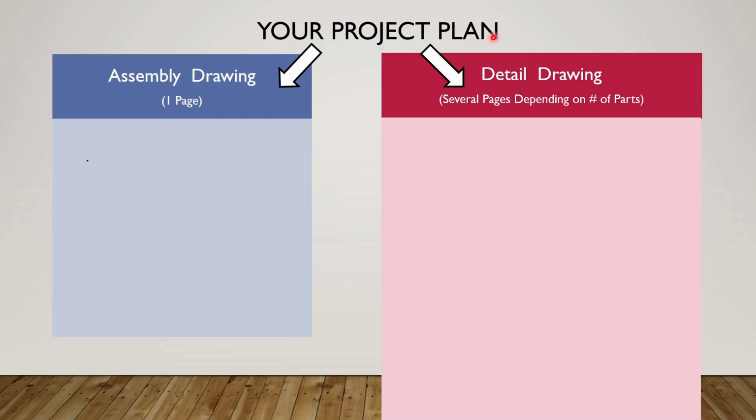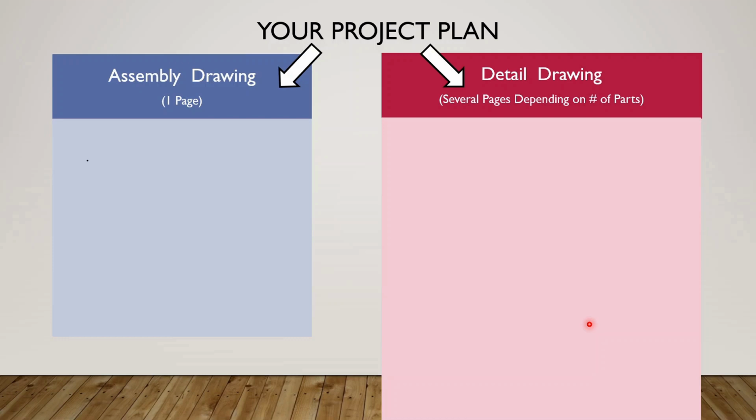Now remember, the purpose of a project plan is that you create a set of documents that you could pass on to anybody, and they could read it and use those to create a faithful copy of your project. So a project plan consists of two sets of drawings. The first set is an assembly drawing, which we talked about in the video before. It also involves a series of detailed drawings, and the number of detailed drawings you would do depends on the number of parts you have.